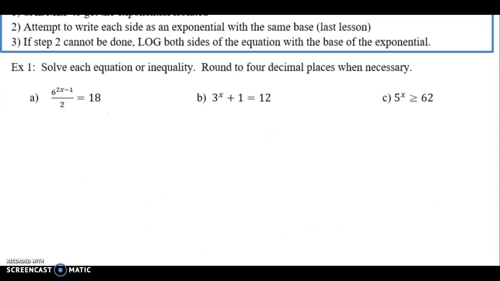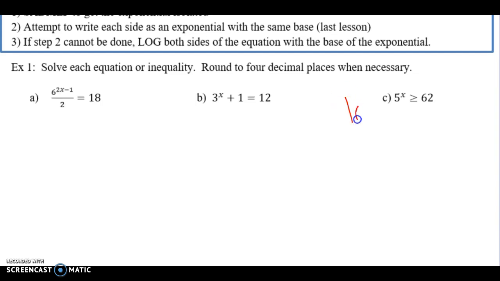Example C. Is the exponential by itself? Yeah, 5 to the x power. That's our exponential. It's by itself. So I want to get x by itself. Can I write 62 with the base of 5? Like 5 squared, 5 cubed, 5? No. So we have to go straight to logging both sides.